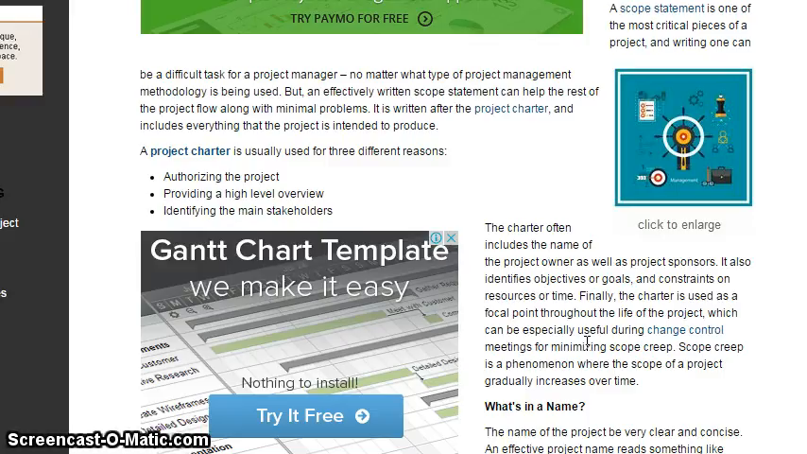Is it going in this direction? Are we supposed to spend that much money here, or are we doing all fine? The project charter is one of the ways we try to avoid scope creep. Scope creep is a phenomenon where the scope of a project gradually increases over time.